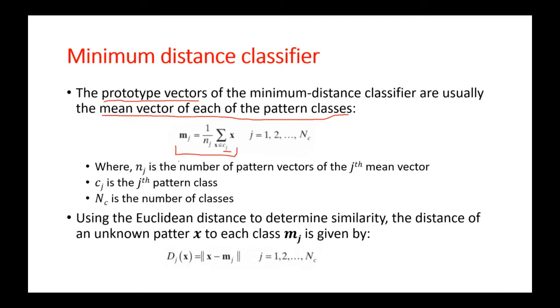So Nj then is the number of pattern vectors of the jth mean vector. Cj is the jth pattern class, such as iris setosa, I can't pronounce these names. And we are going to use the Euclidean distance to determine similarity. That's going to be the distance of an unknown pattern X to each class Mj. That's going to just be given by the usual Euclidean distance.